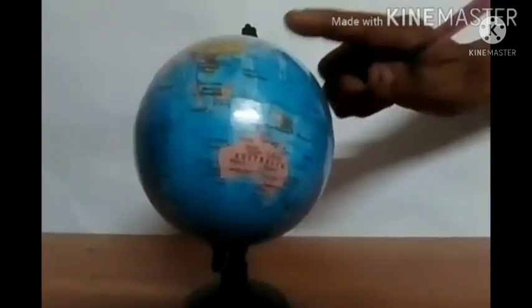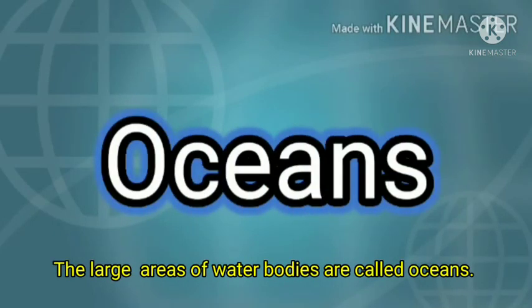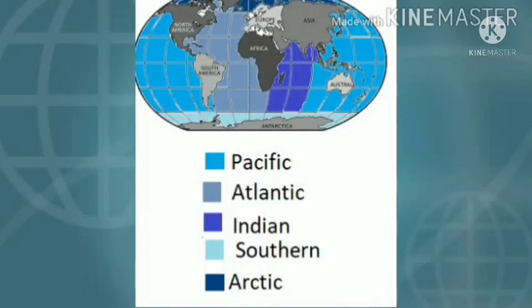The large areas of water bodies are called oceans. There are 5 oceans. Which are they? They are the Pacific Ocean, Atlantic Ocean, the Indian Ocean, the Southern Ocean and the Arctic Ocean. The Pacific Ocean is the largest ocean in the world. The Arctic Ocean is the smallest ocean in the world.